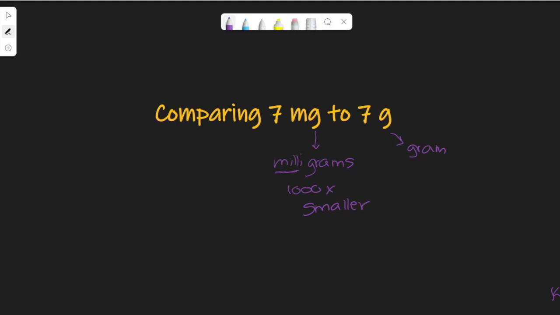So if we're comparing our 7 milligrams to 7 grams, what I am saying is that whatever was weighed, because this is a unit of mass, so mass was taken, is 1,000 times smaller or lighter than whatever was 7 grams. So we can see that just by adding that prefix in front of my base unit, we change the scale of the number. Hope this video was helpful and hope to see you again soon.